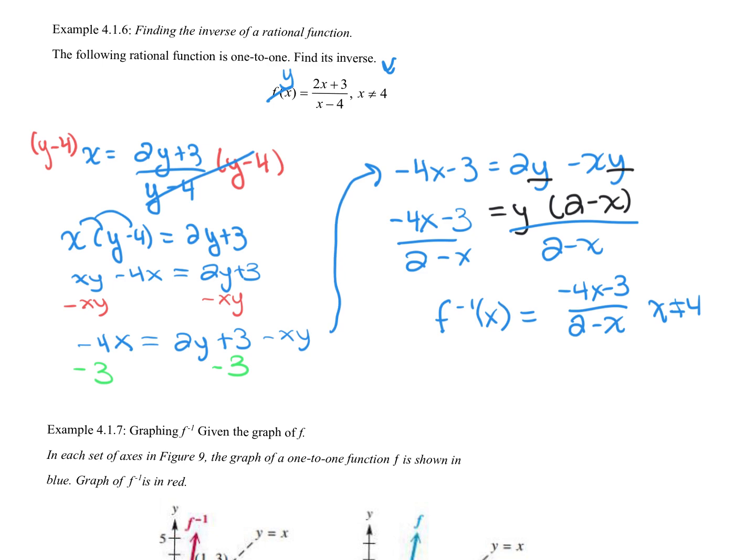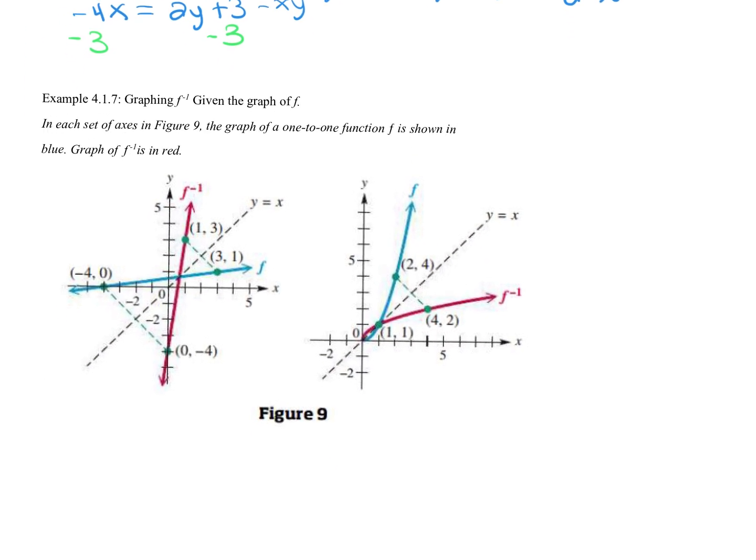The next example is a little bit less of an example. The book kind of does the problem for you. The blue is the original. So here's my original graph right here. And they tell me I have these dots. (3, 1) is a dot. So if (3, 1) is a dot on the original, then on the inverse, you just flip them. So it becomes (1, 3). This dot right here, (1, 3). And on my original, if I have (negative 4, 0), then on my inverse, I just flip them. I have (0, negative 4).